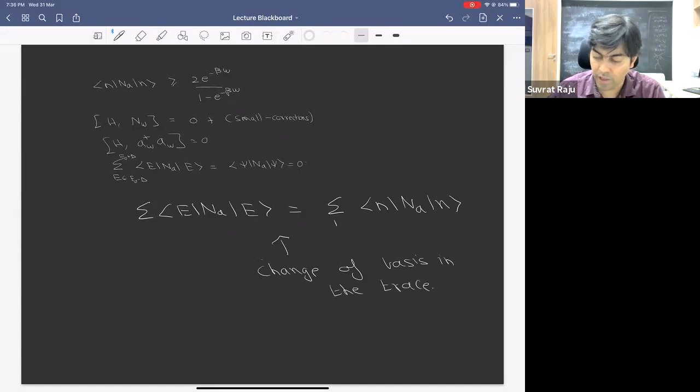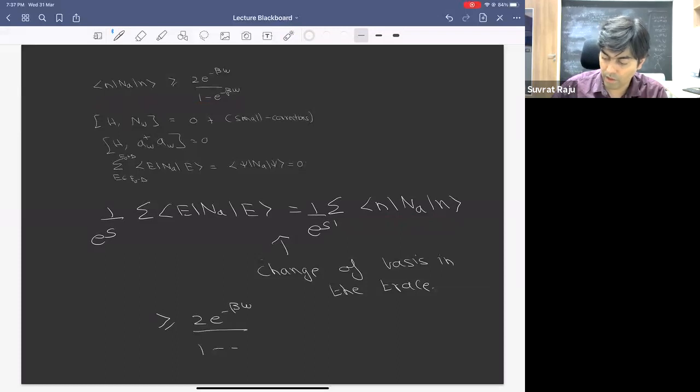But now you see you have a contradiction, because we just derived here, even though I made it small, that the expectation value of this Na in one of these number eigenstates was bounded below. And so from the right hand side, let me divide by 1 over e to the s so that I get some bounded value. You see that the right hand side is larger than or equal to this quantity, whereas what we wanted was 0.